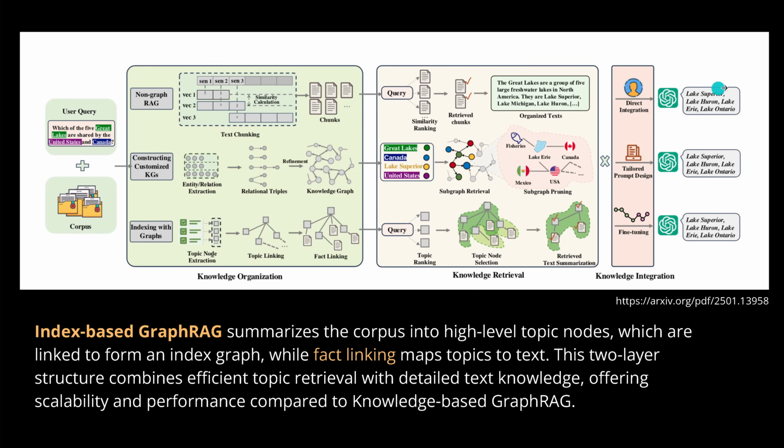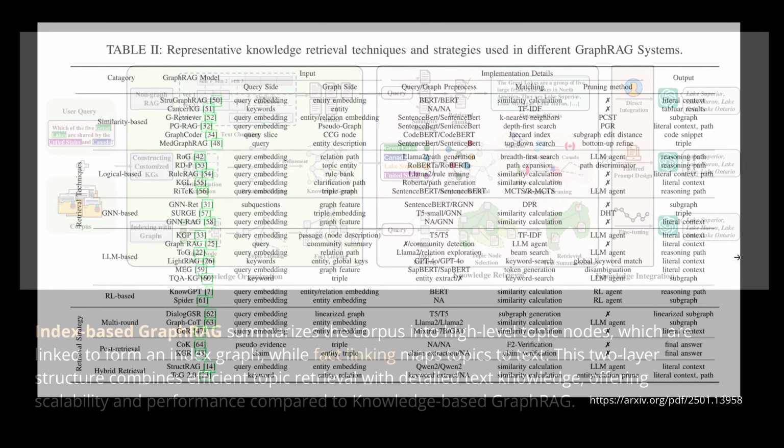What is really nice is this one here, I think. Here at the top, we have a non-GraphRAG system and how it works. Then we construct some customized knowledge graphs of our data, and then we do the indexing with a graph. And the indexing with a graph is really nice. If you're not familiar, index-based GraphRAG systems summarize the corpus into high-level topics, which are linked to form an index graph, while fact linking maps the different topics to the text. We have a 2-layer structure, which has really good performance. Please remember index-based GraphRAG systems, because we will use them in 5 minutes' time.